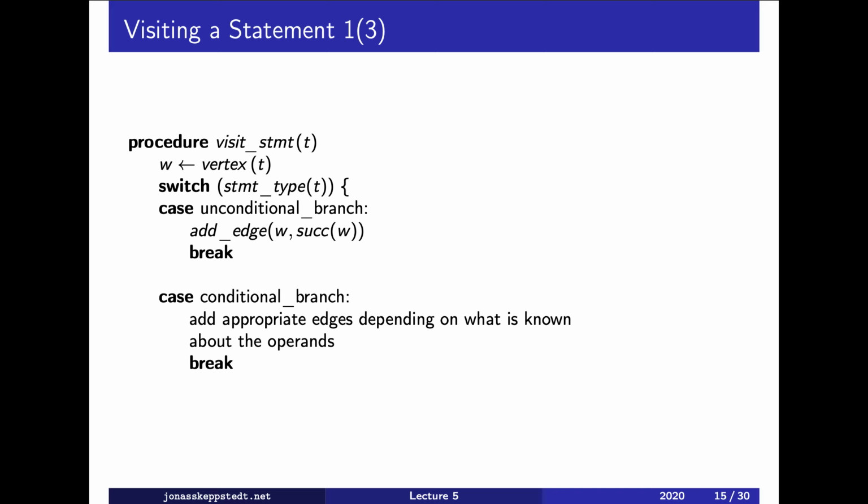Okay, if it's a conditional branch, which edges to add depends on what we know about the operands. So if we know that the branch is taken, then we add the appropriate successor, and if we don't know, then we add both. This can, of course, be used in a similar way for switch instructions.